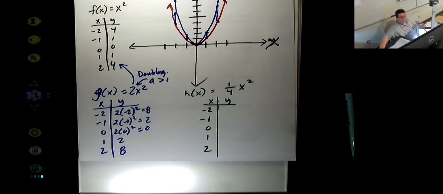I think I'll copy and paste this Desmos thing into the announcement so you guys can play with it there too. I think you're gonna like it.